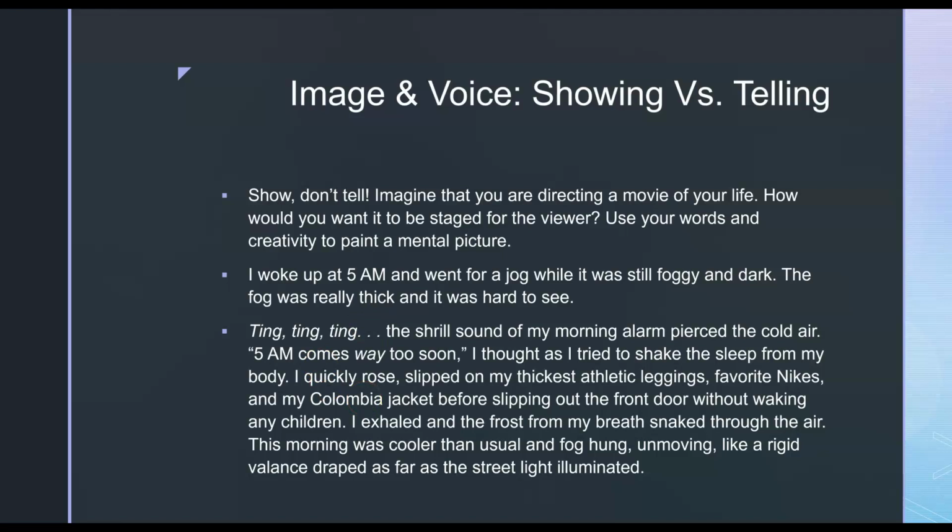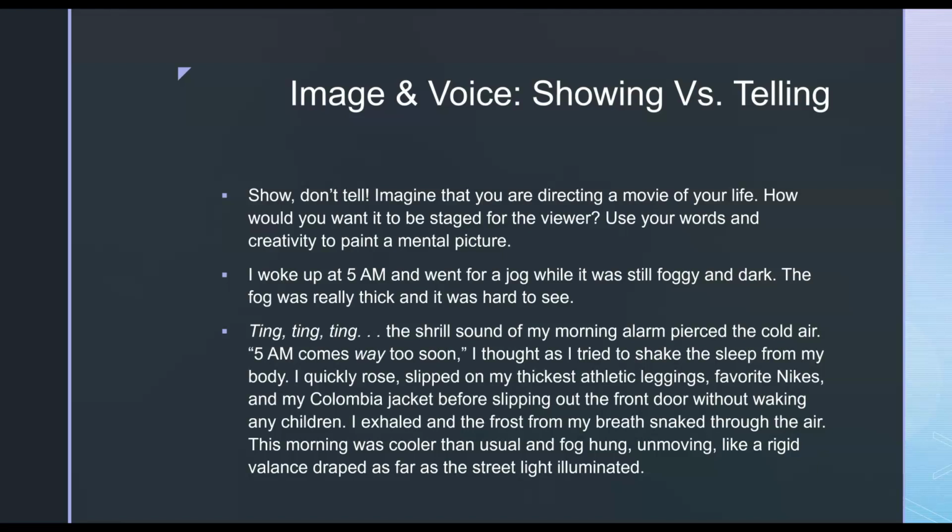Ting, ting, ting. The shrill sound of my morning alarm pierced the cold air. 5 a.m. comes way too soon, I thought, as I tried to shake the sleep from my body. I quickly rose, slipped on my thickest athletic leggings, favorite Nikes, and my Columbia jacket before slipping out the front door without waking any children. I exhaled, and the frost from my breath snaked through the air.